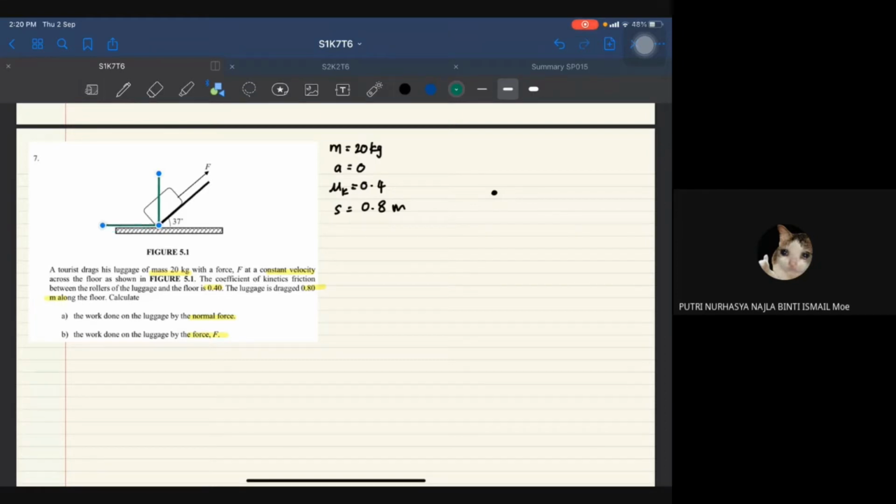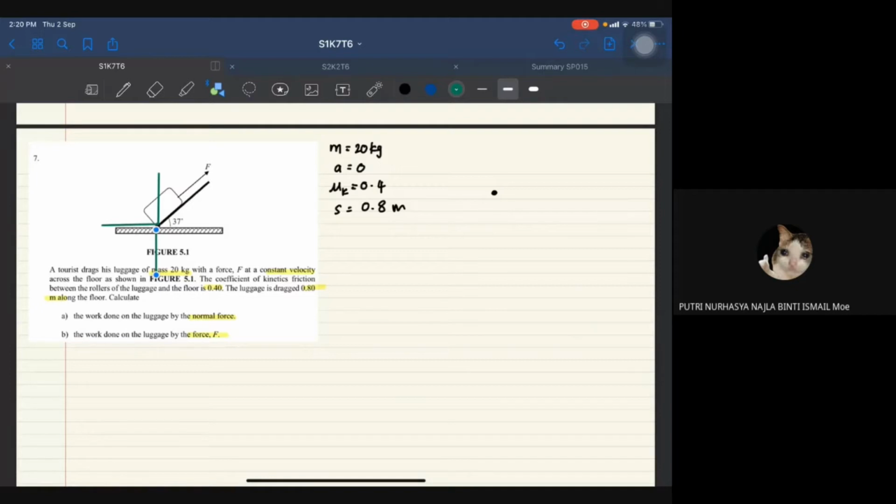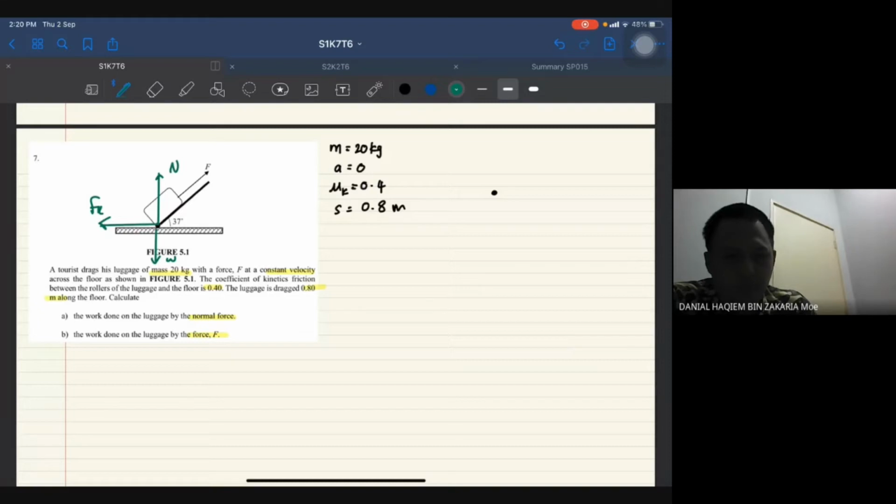Okay, the one downwards is the weight, right? The one upwards is N, and to the left is actually your friction. Okay? You guys okay with this? Okay, sir. Okay. So, don't get confused about this N, right?